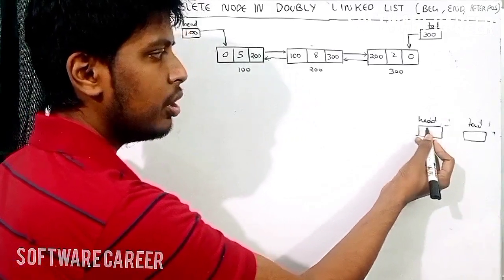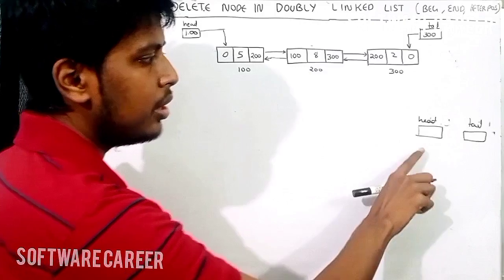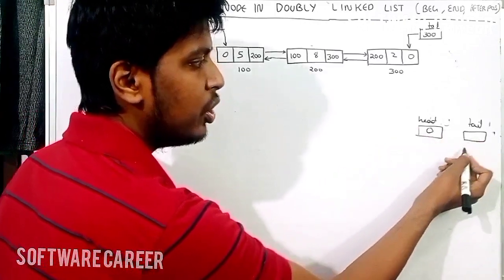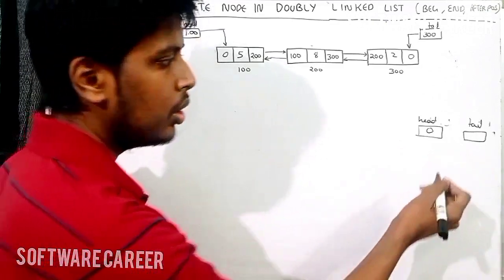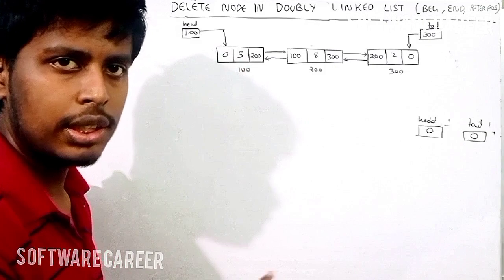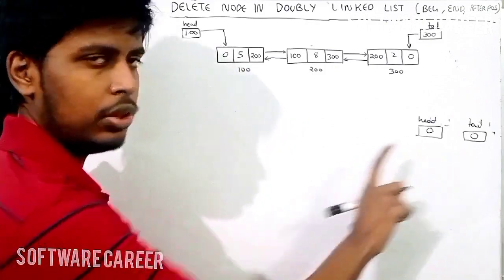The head pointer is a pointer which points towards the first node, but there is no first node here. So head will be 0, and tail will point to the last node, but there is no last node, so tail will be 0. So if head and tail are 0, you can say the linked list is empty, so you can't delete any node from that.